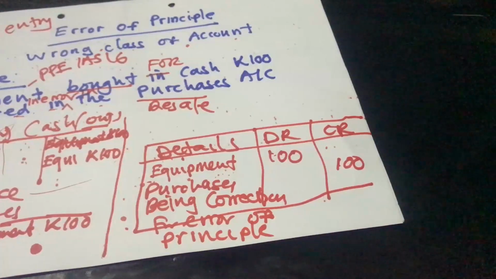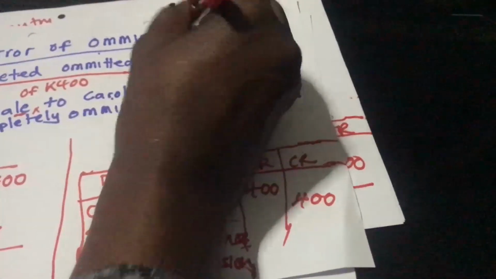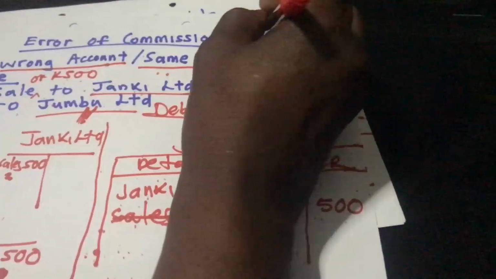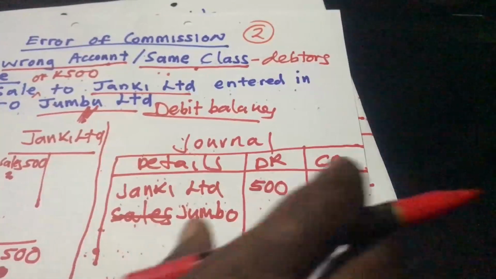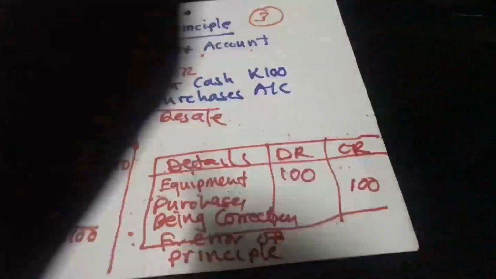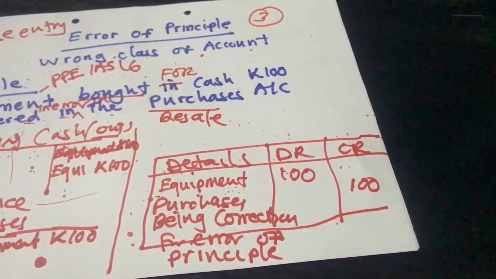Okay, so that is why I would like you to learn these errors and how to correct them. So remember, they are basically 6. The first one was the error of omission. Then the second one was the error of commission. Then the third one was the error of principle.